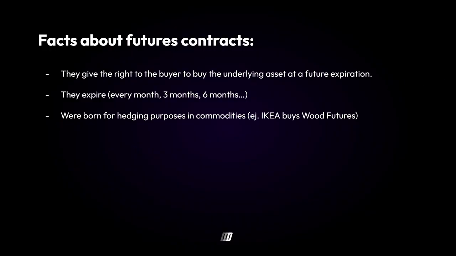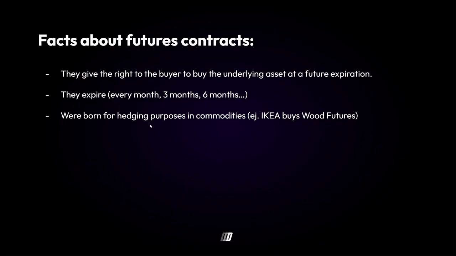Some facts about futures contracts that you need to know: a futures contract technically gives the right to the buyer to buy the underlying asset at a future date or expiration. So yes, they expire. Some expire every month, every 3 months, every 6 months, depending on the contract. But they have an expiration where you either buy the underlying asset or sell, for example, or you roll over the contract. You roll the contract over. So you basically roll it to the next expiration.